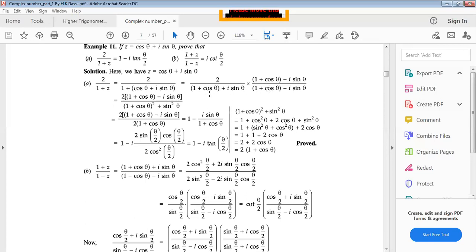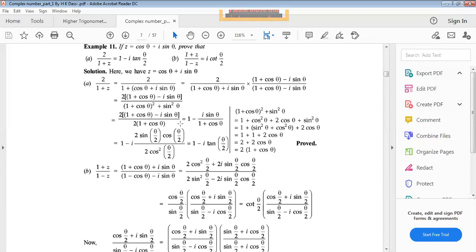Now in the denominator, (a plus b)(a minus b), a square minus b square. But (i sin theta) whole square means what? i square sin square theta. But i square equals minus 1. This is why minus minus plus sin square theta. Now in the numerator, 2 into (1 plus cos theta minus i sin theta), divided by (1 plus cos theta) whole square plus sin square theta. Using the (a plus b) whole square formula, sin square theta plus cos square theta cancels out. Then we get only 2 into (1 plus cos theta).